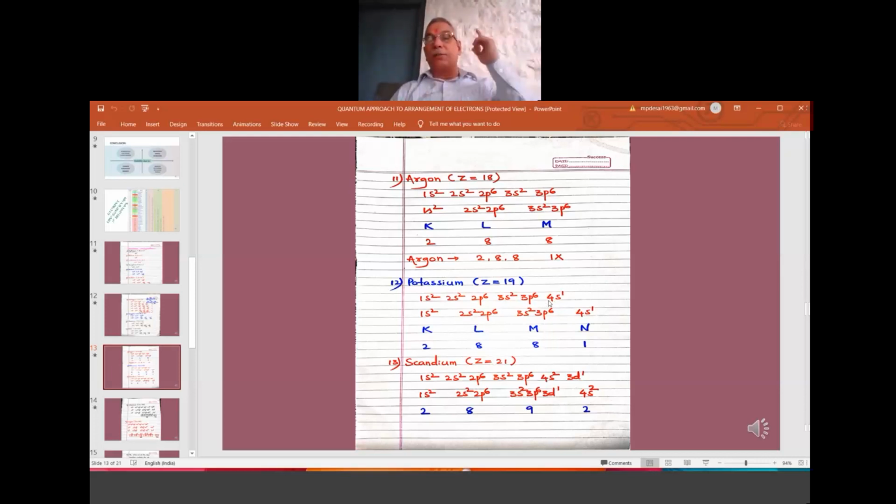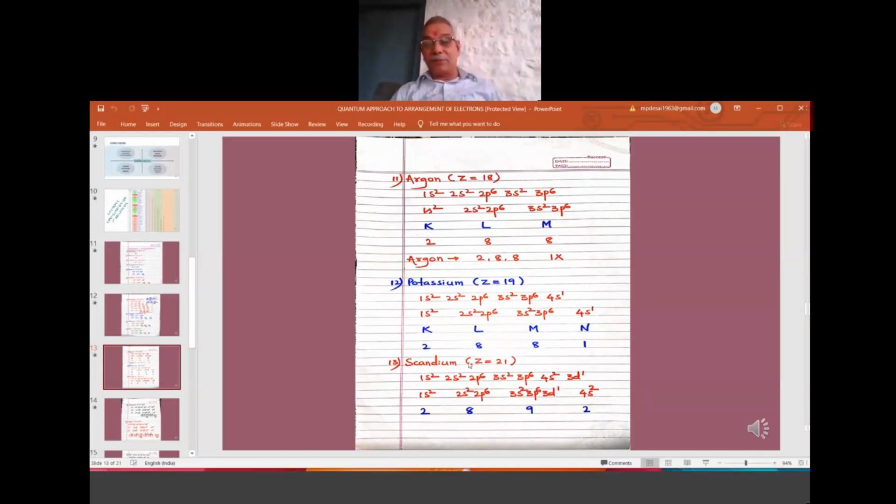That means the fourth principal quantum number starts. The N shell starts. So that's why one electron goes to the N level, that is the capital N shell. That's why I have written 2, 8, 8, 1, not 2, 8, 9. 2, 8, 9 according to ninth class, 2, 8, 8, 1 according to 11th. So 11th is the latest higher class, so this is the most correct.